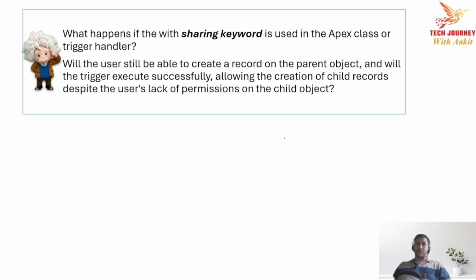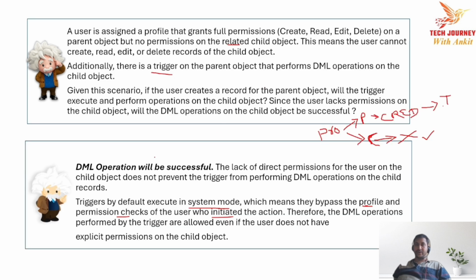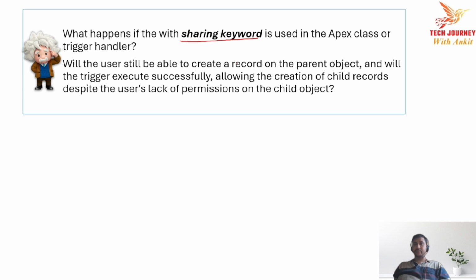Now, moving toward the next question. What happens if we put the sharing keyword? Previously, there was no sharing keyword, and we understood that it runs in system mode and the DML operation is fine. Now, in continuation of the previous question, what happens if we use the sharing keyword on the Apex class? This time, when the trigger executes, will the DML operation be successful, will it fail, or will it throw an exception? What is your thought process on this?